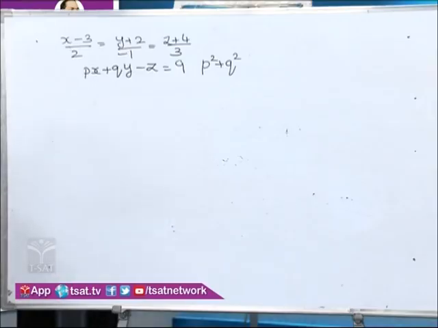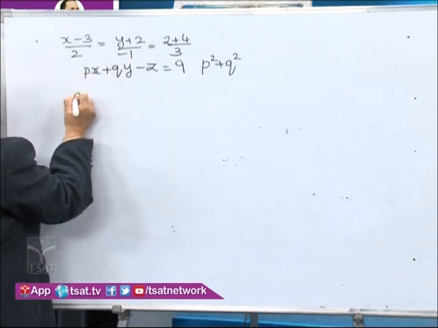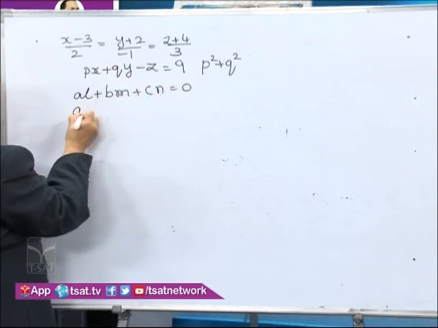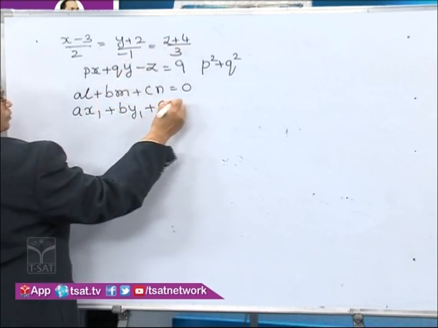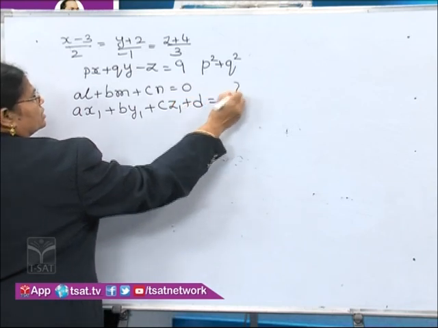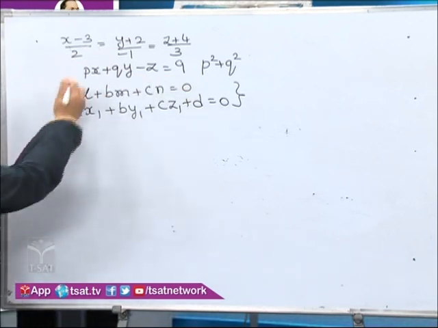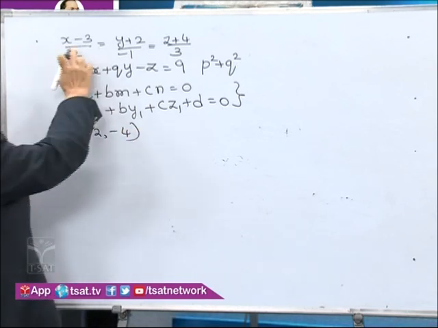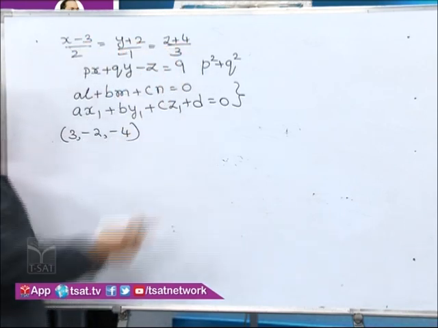It is given that the line lies in the plane. For this we have a condition. If l, m, n are the DRs of the line, then the condition is al plus bm plus cn equal to 0, and the point (x1, y1, z1) should lie on the plane. So we have to use these two conditions to find out the value of p square plus q square. So here our point is (3, minus 2, minus 4). From where did I get this? This is x minus 3, y plus 2, z plus 4. So a point is (3, minus 2, minus 4).